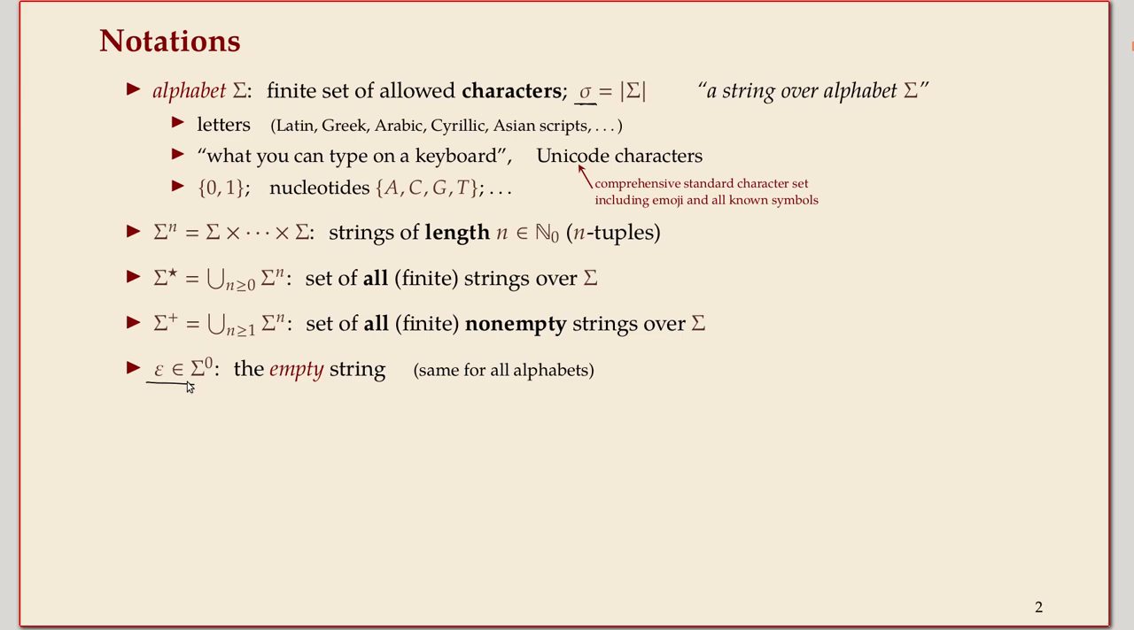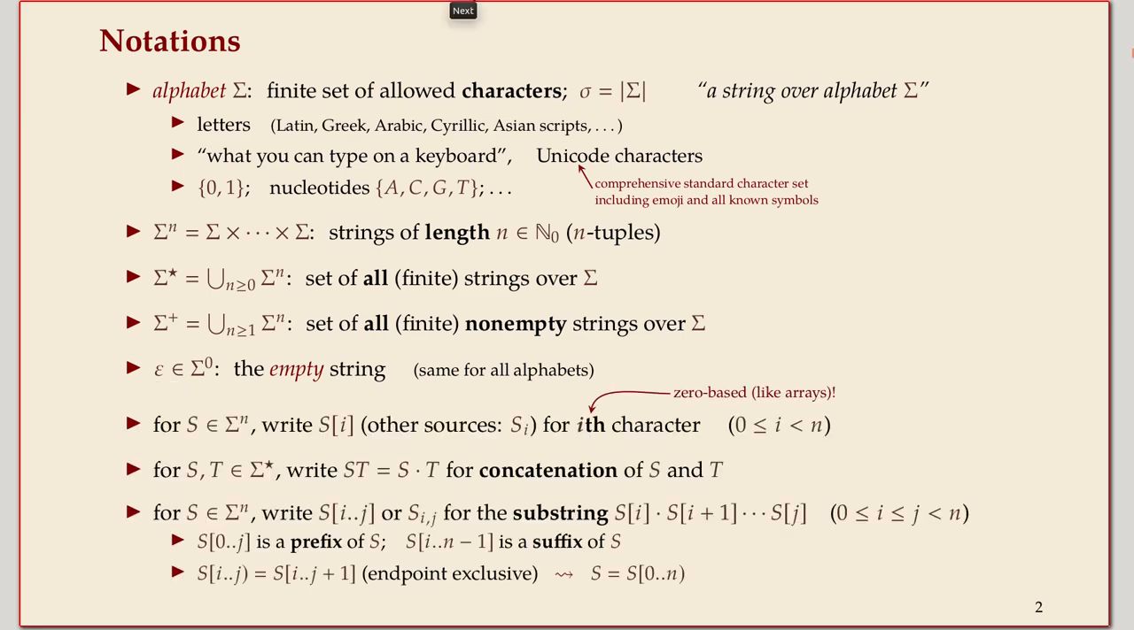There's only one, independent of which alphabet you work over. So we might as well reserve epsilon as a single symbol that we always use for the empty string. I don't think we'll use it a lot in this module, but it's standard notation. It's useful to know.